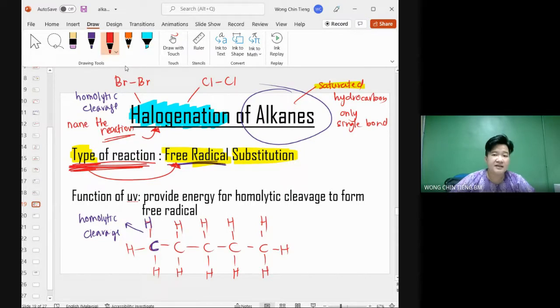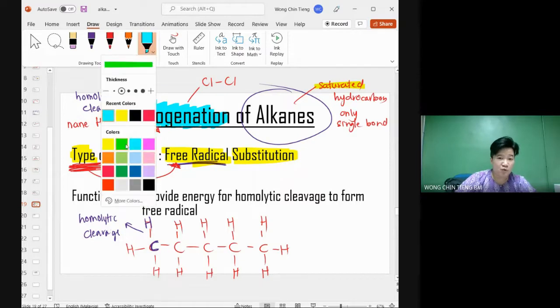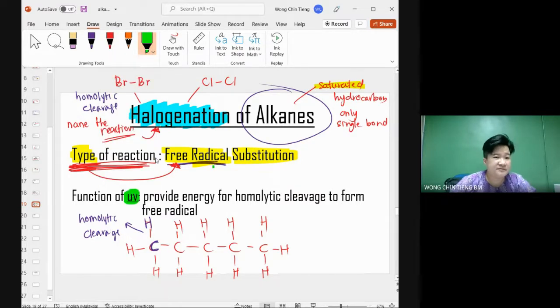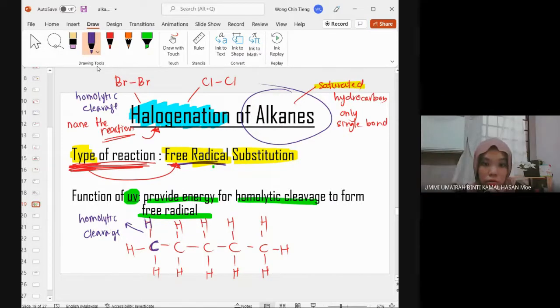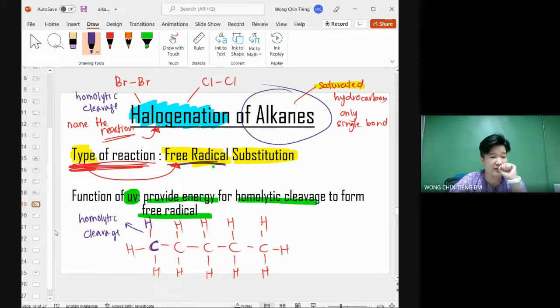Okay. And in the free radical substitution, we need one little thing. We need UV. So what is the function of UV? We definitely need UV. UV is to provide energy for the homolytic cleavage to form free radical. Can I ask you one thing? Kalau homolytic cleavage, what type of arrow we are using? Half-headed. Ingat yang tu, kita akan tengok arrow hari ni. Kita akan masuk mekanisme. Saya nak habiskan alkane hari ni supaya kamu boleh buat tutorial dan ada soalan apa-apa kamu boleh tanya on Wednesday. Okay, kita nak habiskan alkane hari ni.